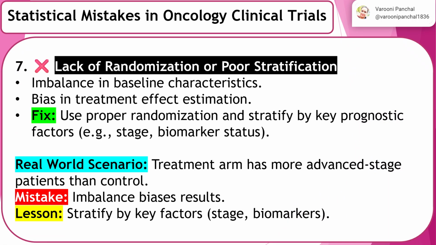Number 7 is lack of randomization or poor stratification. Now, there is an imbalance in baseline characteristics, so bias in treatment effect estimation. You can fix this by using proper randomization and stratifying by key prognostic factors, for example stage or biomarker status. Say the treatment arm has more advanced stage patients than the control, right?